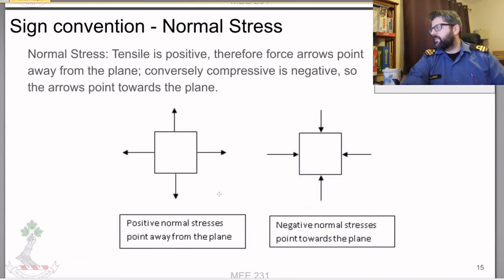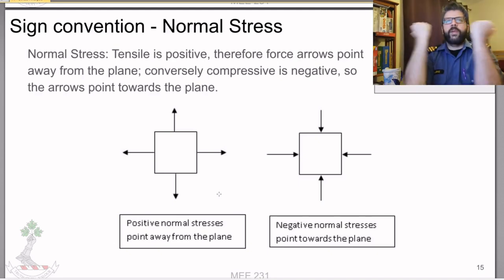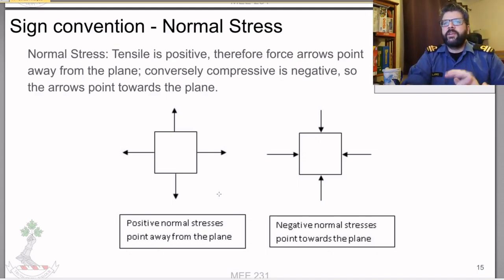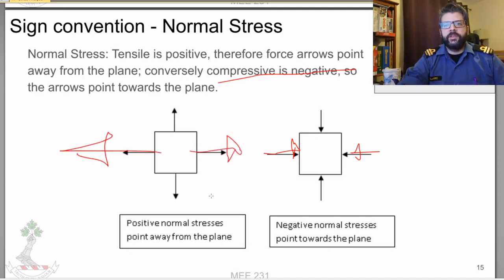So, sign conventions. Again, tensile is positive, so your force arrows are pointed away from the plane. The forces acting there are stretching out this section of the object. Compressive is negative, so the arrows are pointed inwards. And again, you can have situations where you have a positive normal stress in one direction and a negative normal stress in another direction. That happens all the time.